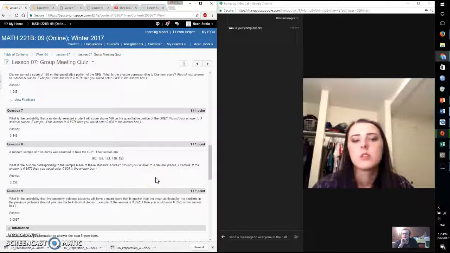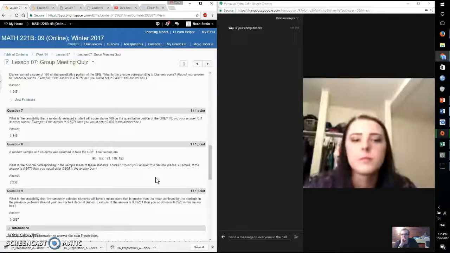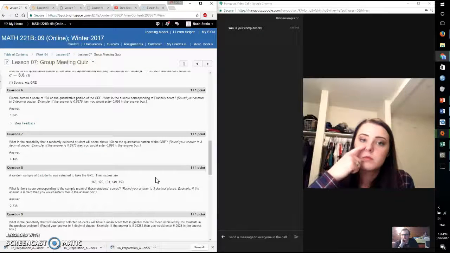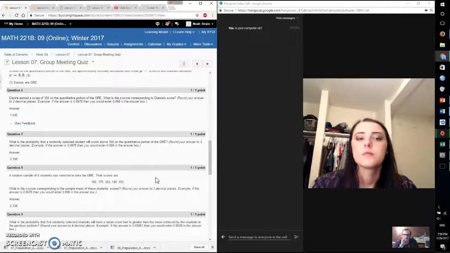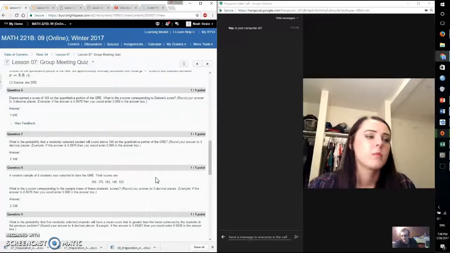What is the probability that a randomly selected student will score above this quantitative portion of the GRE? And so we just go and punch in on the applet 1.045 is the z-score and highlight everything to the right, and we get 0.148.